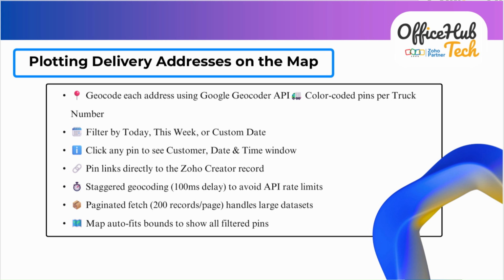So this is the way of plotting deliveries on the map and the pins, and how our map auto-fetches the records from Zoho Creator and pins them to the map. So this is plotting delivery addresses on the map from Zoho Creator.